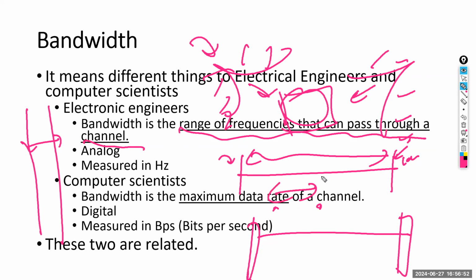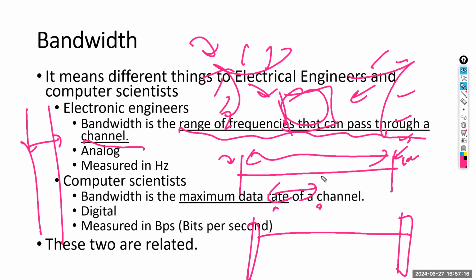So usually the higher the bandwidth, the better, because you have more opportunities to send multiple signals. But these bandwidths are limited. That is why we have telecommunication regulations and so on. You need to get a license to use some bandwidth.